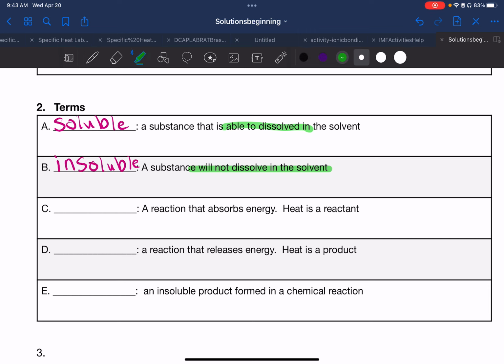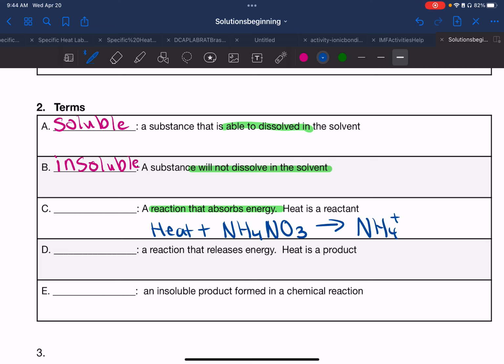Here's some old terms. A reaction that absorbs energy, heat is the reactant. And we see this with, if I do this example, whoops, wrong spot. And then we take this and we have NH4. We call that endothermic.